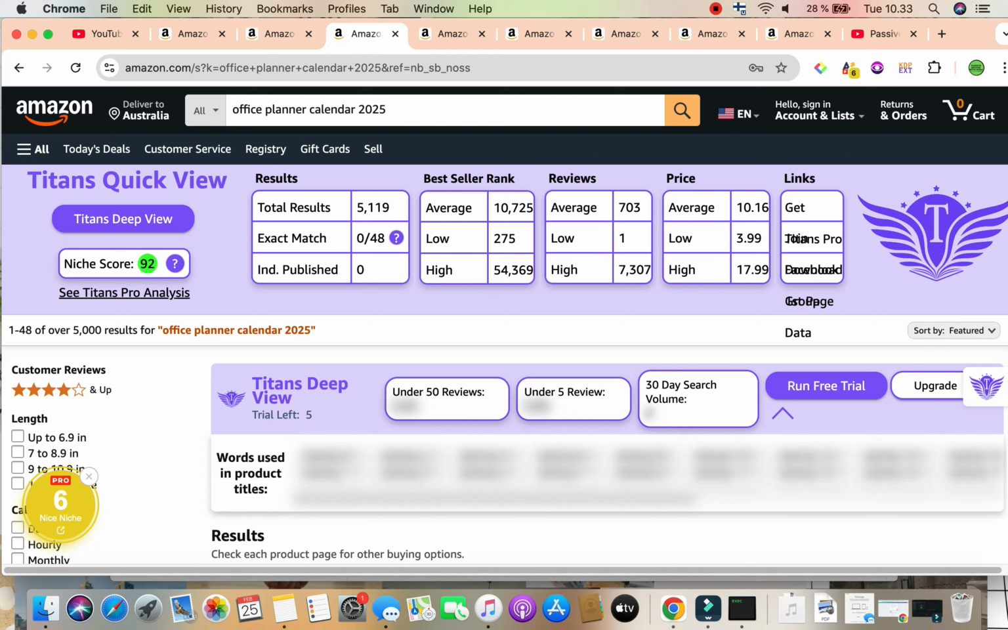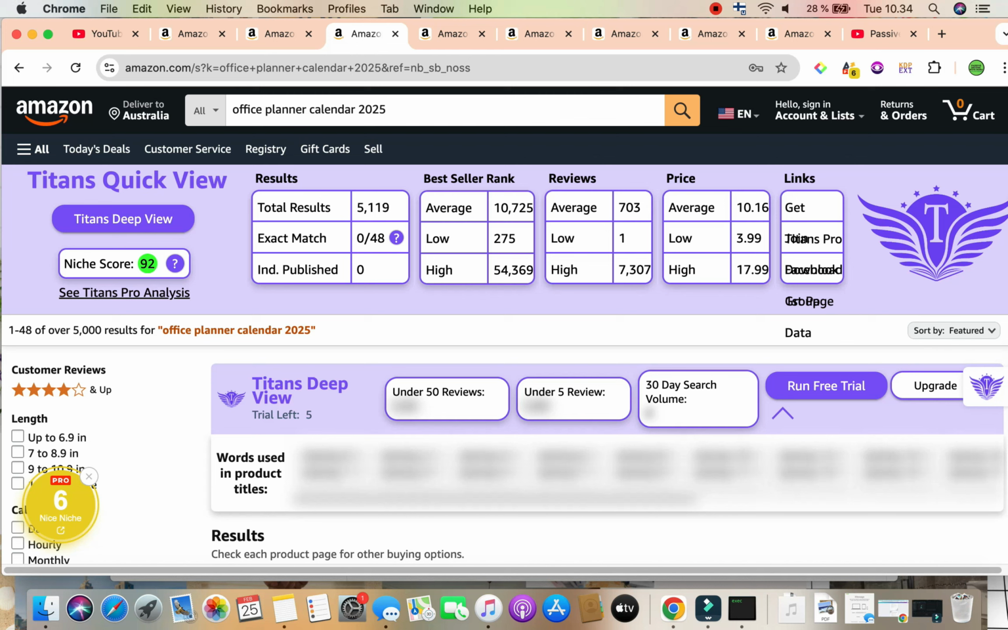Diving into the next keyword, we've got Office Planner Calendar 2025. Amazing keyword. Utilize it while you're still at it in 2025 before the year is up. We've got a really strong and solid keyword niche score of 92 by Self-Publishing Titans Chrome extension. We also have a keyword niche score of 6 by Amazon Scout Pro Chrome extension, categorizing this wonderful keyword as a nice niche. Total results are 5,119 and bestseller rank is 10,725, which is below 100,000. Average reviews are sitting at 703 and average price is $10.16.